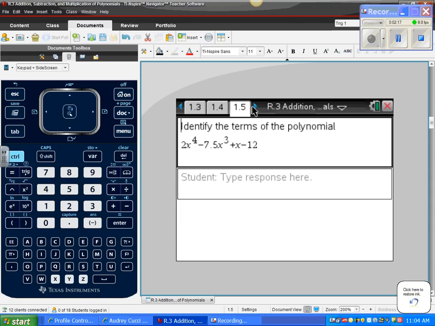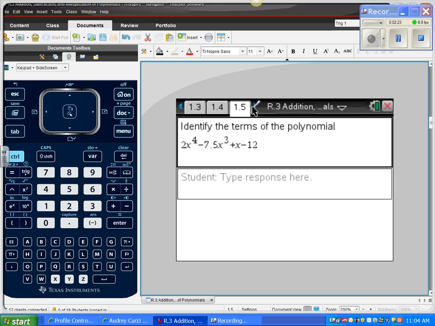Okay, so identify the terms of the polynomial. Again, the terms are what's separated by the addition and subtraction sign. We do want to make sure we take the sign with it when we express the terms. So our first term is 2x to the 4th. Our second term, negative 7.5x cubed. Third term is x, and our last term is negative 12. So those should be very simple to differentiate.